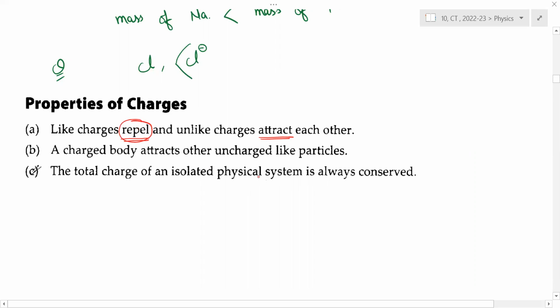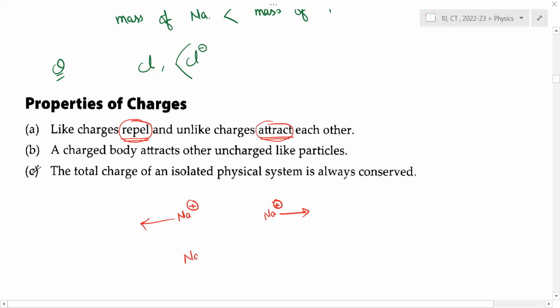Moving away from each other. Moving away. Attract means it will try to pull it. So for example, if I say one sodium ion and another sodium ion, what will happen? Will they be pulled or will they be pushed? They'll repel. So they will repel each other, right?